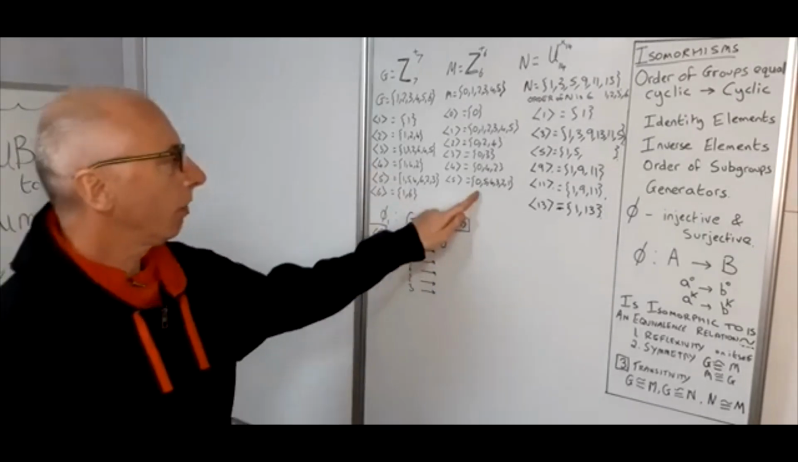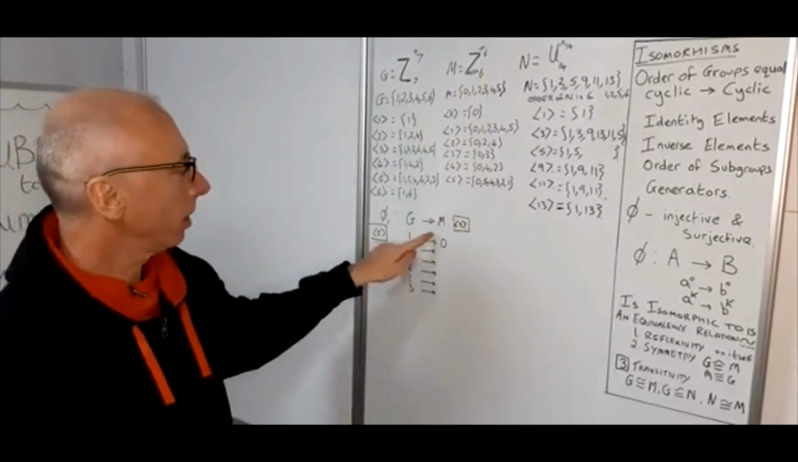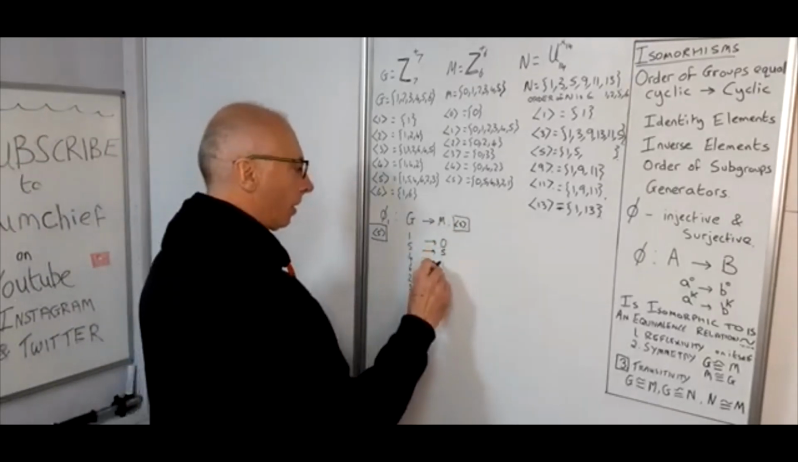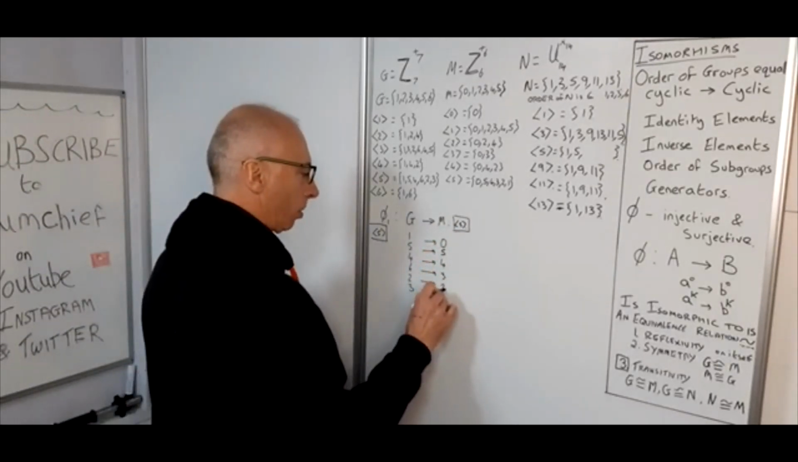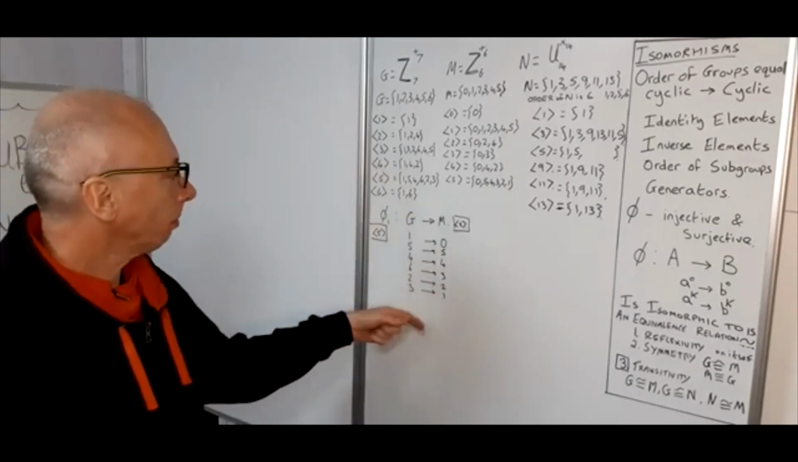So what we do now is write these in this order. So 0, obviously in this group is the identity element. So identity to identity is always the pattern. And then 5, 4, 3, 2, 1. So that's our first isomorphism.